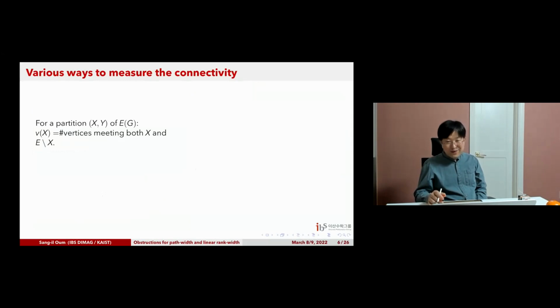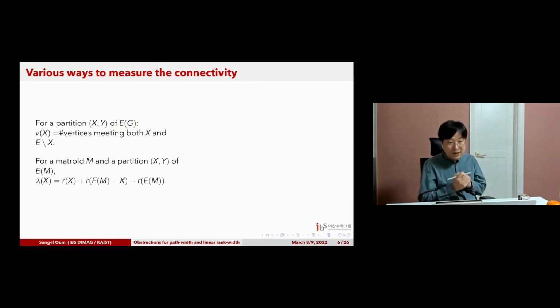Before going right into the definition, I will describe the connectivity functions. Whenever we have a partition of the ground set, or edge set, so in this case it's the edge set, if you have a partition of the edge set, then normally we measure the standard connectivity in a graph by counting vertices meeting both parts. Let's write it as a v of x. This is the standard connectivity function in graphs.